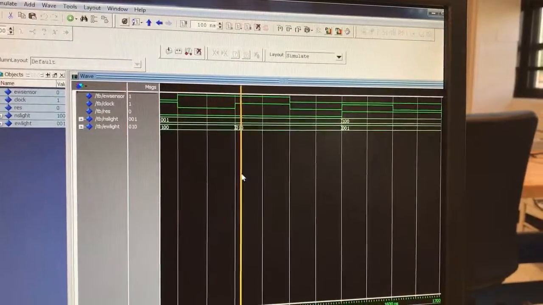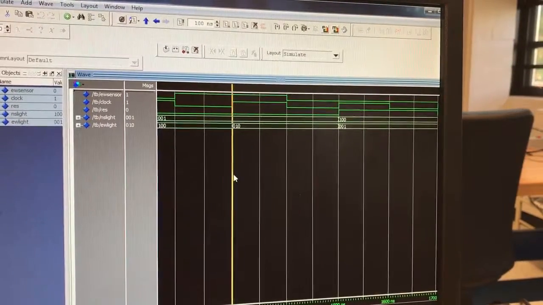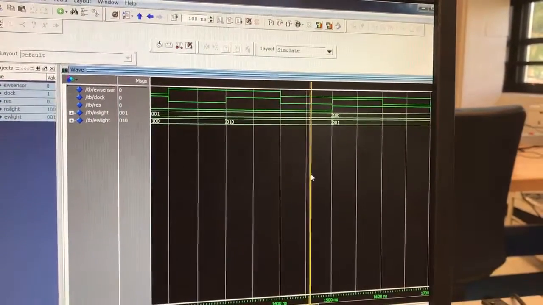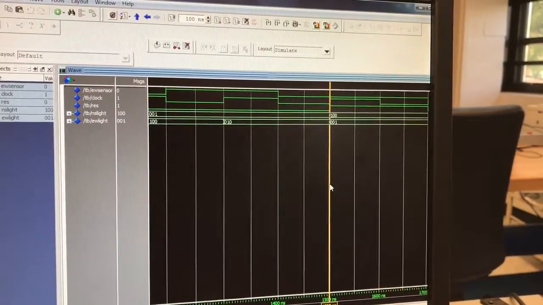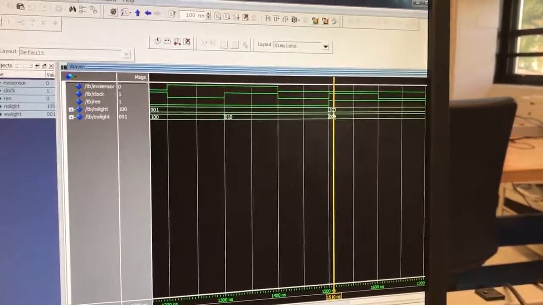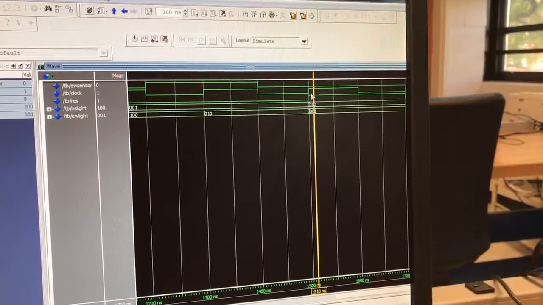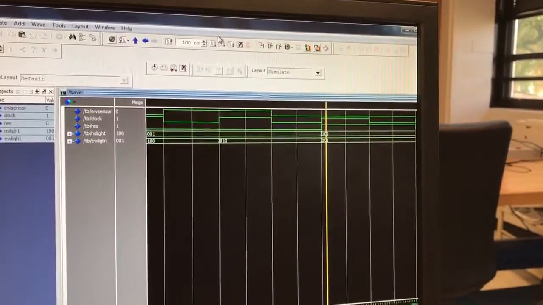So while there's green and red, then we have the next clock cycle, which is yellow, and the next rising clock edge is back to the initial state, which actually the reset is on as well, so that resets it back to the initial state.